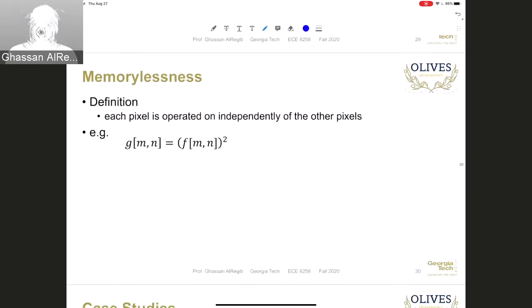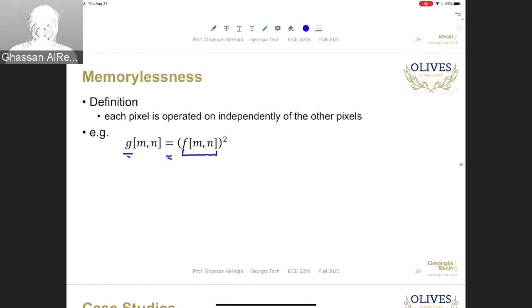Finally, the other property here is memory in the spatial domain. Usually, we like to operate on every single pixel independently of the other pixels. Here's an example of such an operator. We get the output G by squaring every single pixel in the input image F. We are operating on every single pixel by itself. We are not averaging, not doing a median filter or a mean filter, and not taking into consideration the neighboring pixels in calculating the output of our operator. So in this case, we say we have no memory.